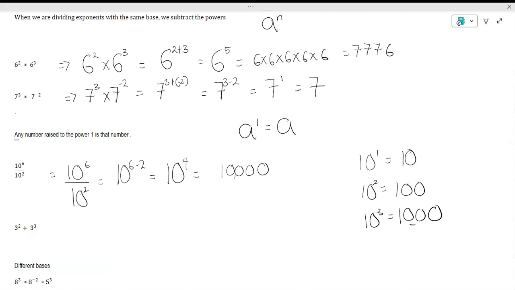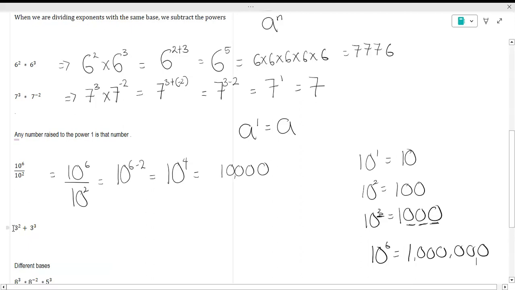You're having 3 zeros, you can see. So the power and the number of zeros are going to be the same. So let's say 10 raised to the power 6, we would expect 6 zeros. So that'll be a million. 1, 2, 3, 1, 2, 3.